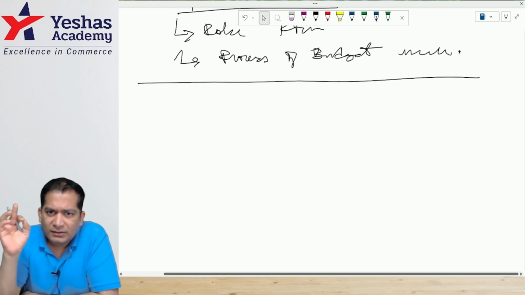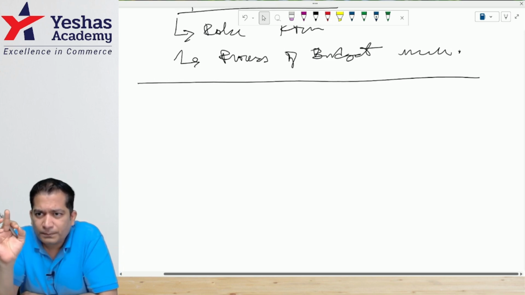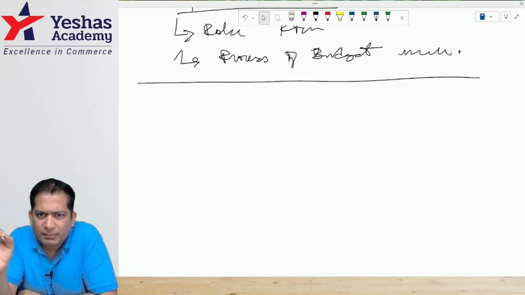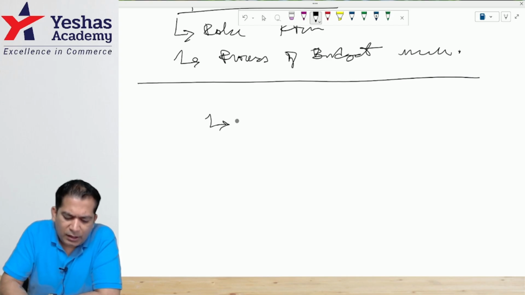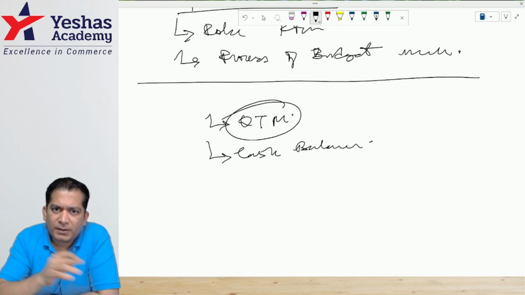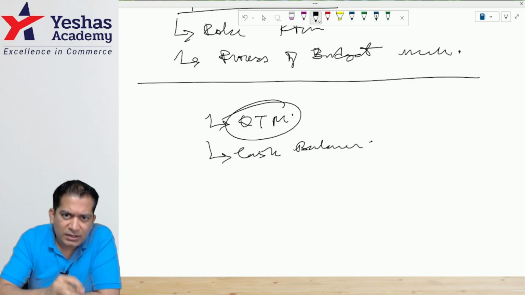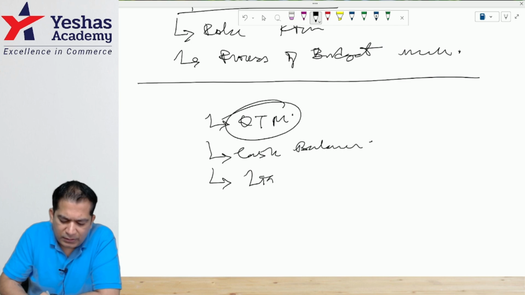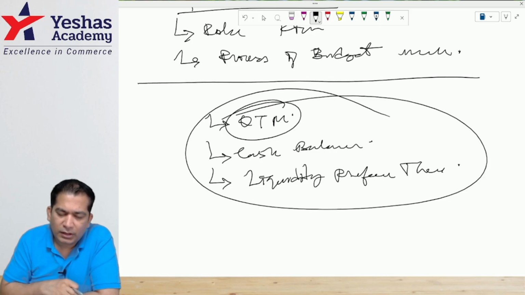Then in chapter 8, you have to focus on the various theories of money demand. For example, QTM, the quantity theory of money given by Fisher, is important. The cash balance approach given by Pigou, Marshall, Keynes and Robertson is important. Then you have the liquidity preference theory. These three theories are very important. You cannot ignore these theories.